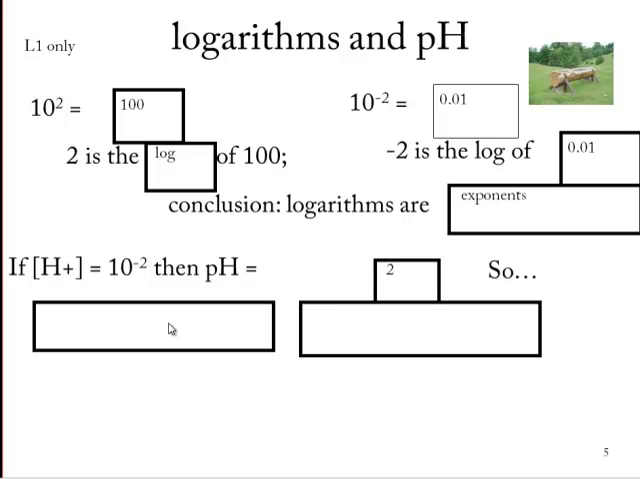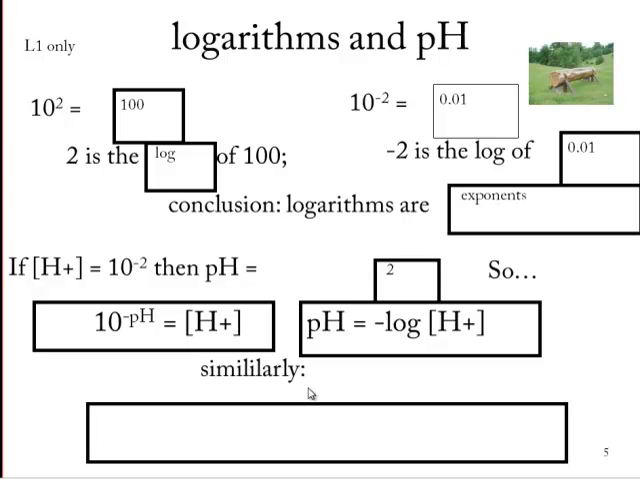Alright, so we can come up with a couple formulas based on this. It must be true then that 10 to the negative pH is the hydrogen ion concentration, since we established that the pH is 2, and so there's your 2 right there. Similarly, and maybe not as obviously to you, the pH is the negative log of the hydrogen ion concentration, the negative power, if you will, of the hydrogen ion concentration.